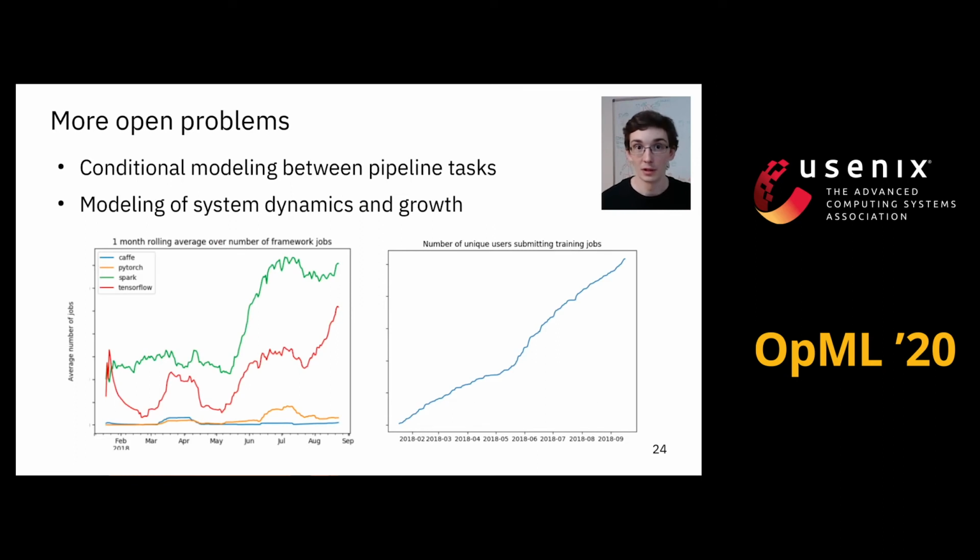Other open problems include the conditional modeling between pipeline tasks. So for example, the duration of a validation task likely depends on the result of the training task and the data preprocessing task. Also, these platforms have some user churn associated with them. So on the right-hand side, you can see the growth of unique users using the platform over time. And on the left, you can see how the use of specific ML frameworks change over time. This is relevant, obviously, if you simulate the system for a longer period of time.